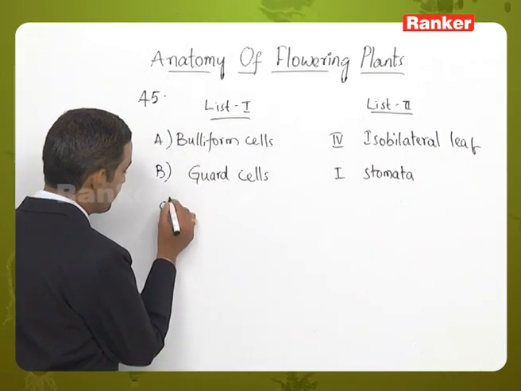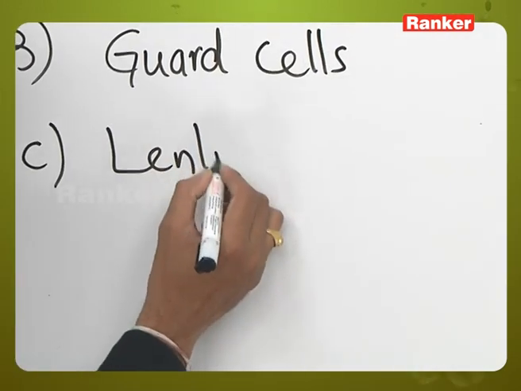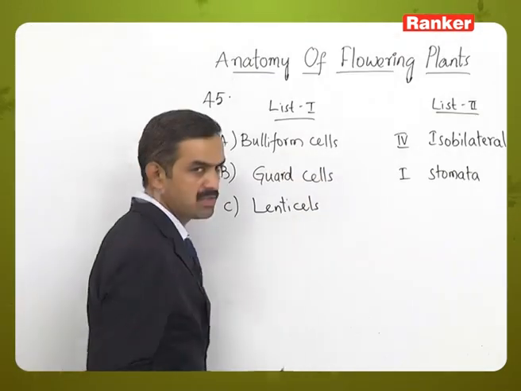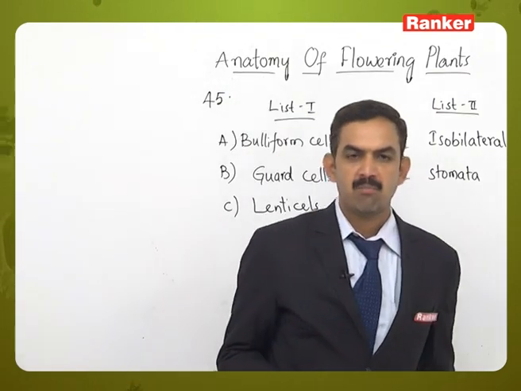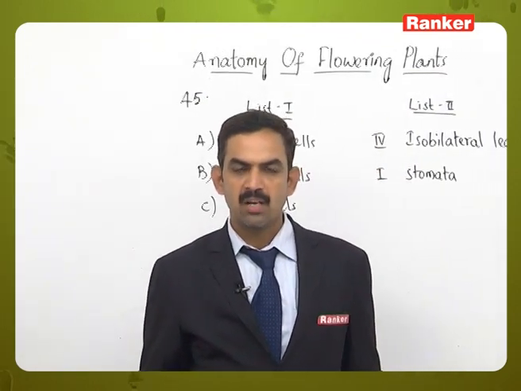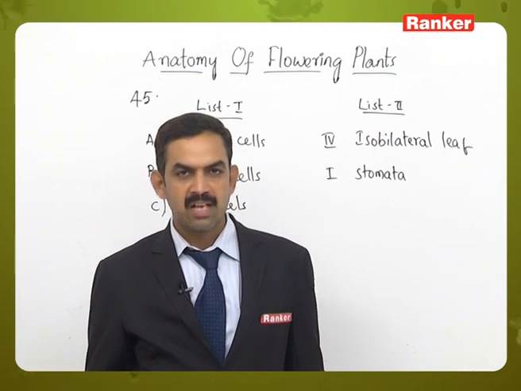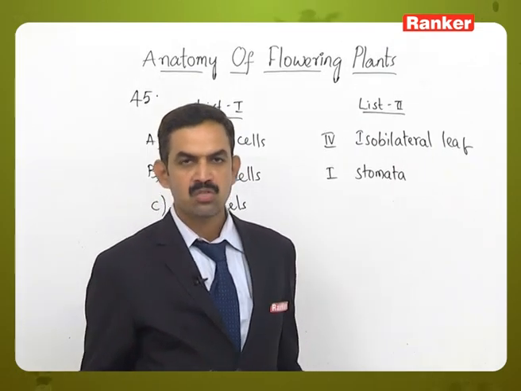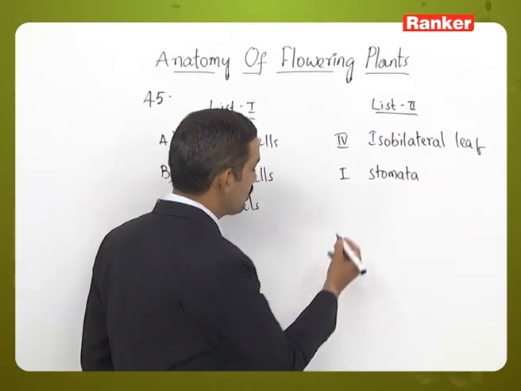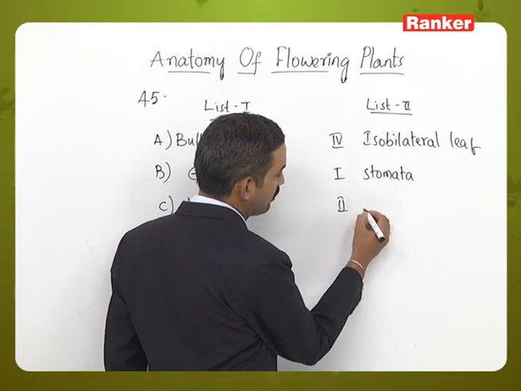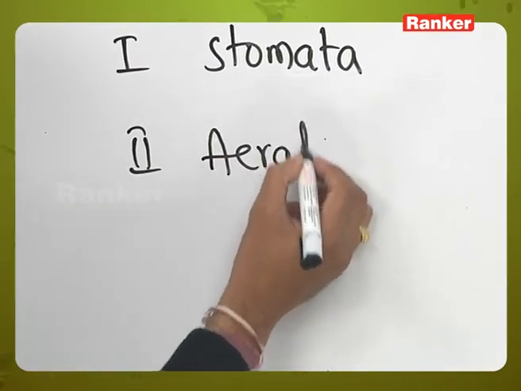Then the third one, that is lenticels. Lenticels are seen in the woody matured stem, and these help in gaseous exchange, particularly in the matured parts of the plant body. So these are helping in aeration. That's why they are considered to be the aerating pore.